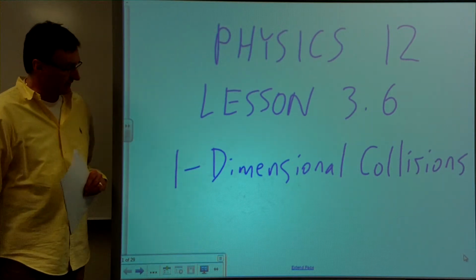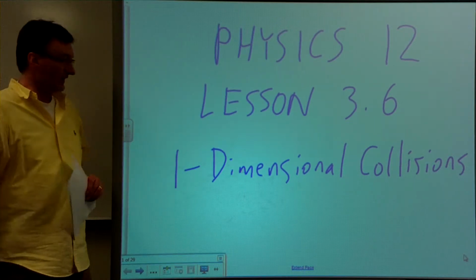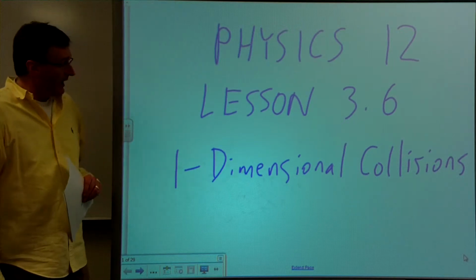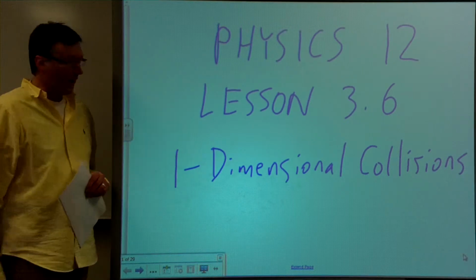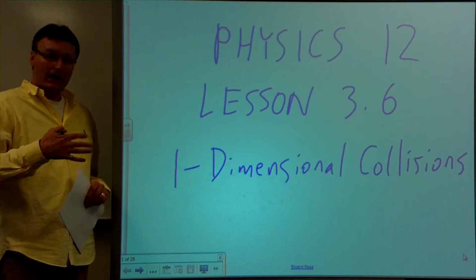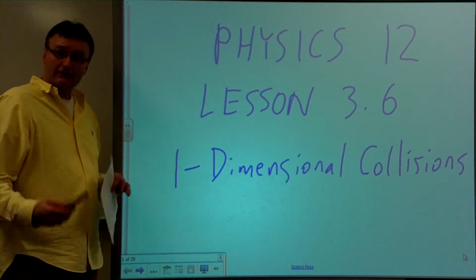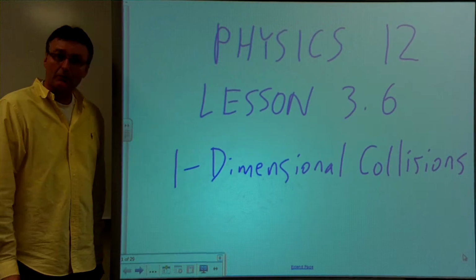Today we're looking at lesson 3.6, which is on one-dimensional collisions, also known as conservation of momentum. And so, obviously by saying that, when you have these types of collisions in one dimension, then you have conservation of momentum in these collisions. And we will be exploring exactly what we mean by that.